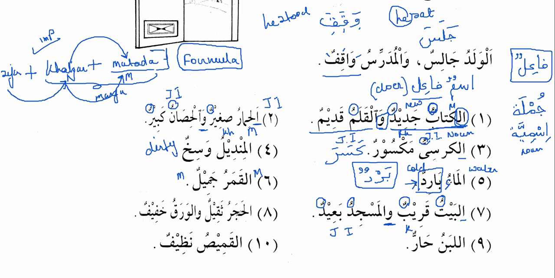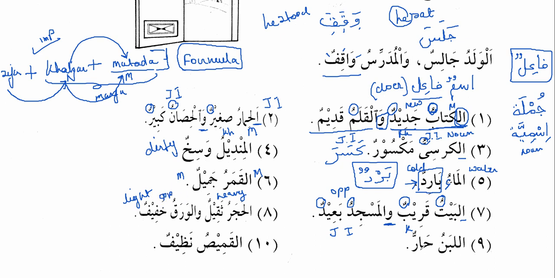Al hajaru, the stone. Thaqil means heavy. The stone is heavy. Wa al waraqu khafif, khafif means light. So all these are opposite words. What opposite words did we learn? Jadid, qadim, saghir. Saghir means small and kabir means big. Maksurun, broken. Wasikhun, dirty. Jamil is beautiful. Barid, cold. Then kareeb, ba'id, these are opposite words. Then thaqil and khafif, opposite words.